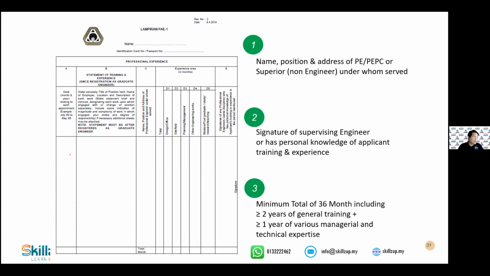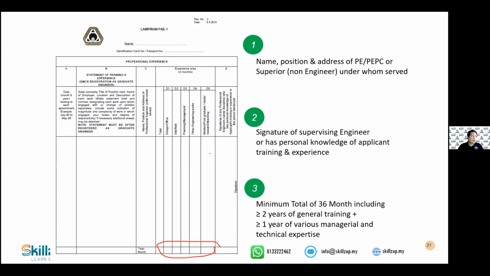Okay, so you need to write down the date. It is like a CV: what is your role and so on. And over the years, over that experience, how much you spent on design work, site work, planning and so on. There are some requirements that you need to meet in total. And over here there is someone who needs to acknowledge your experience.